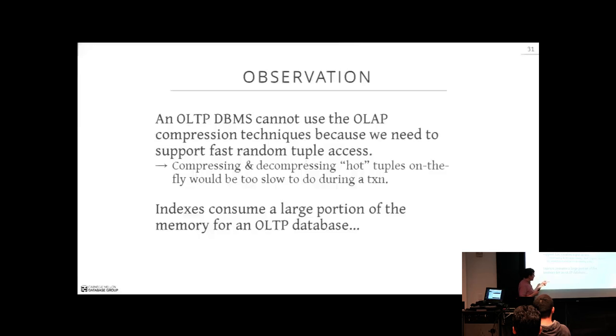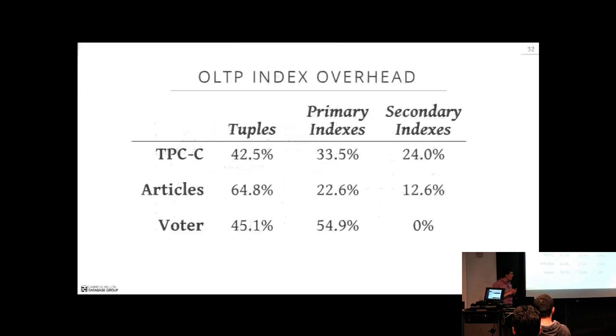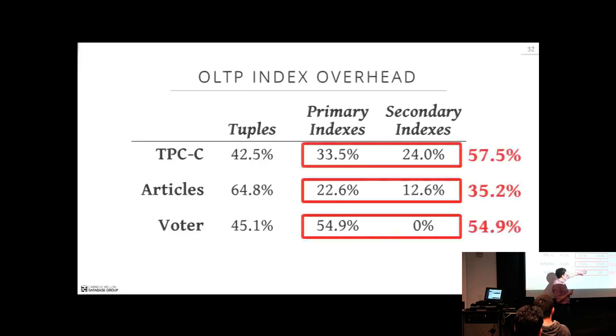It turns out in OLTP databases, indexes consume a sizable portion of the data that's stored in memory. These are measurements we did in our in-memory database H-Store for three different OLTP benchmarks. The first column is the percentage of memory used for storing tuples, and then the percentage used for primary indexes and secondary indexes. If you add these numbers up, it ranges from about 35 to almost 60% of the data used just for the indexes. The Articles workload is modeled after Reddit, with people posting comments on posts. Those have large text fields, so that's why the percentage is much lower. In the other datasets, you're storing order processing information or online polling and things like that, and so those index percentages are higher.